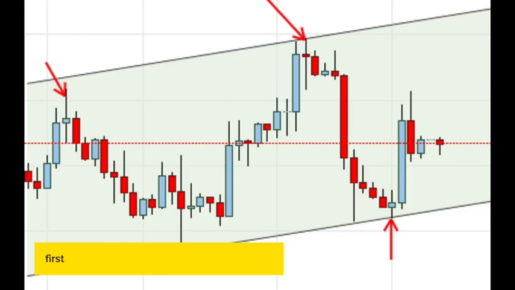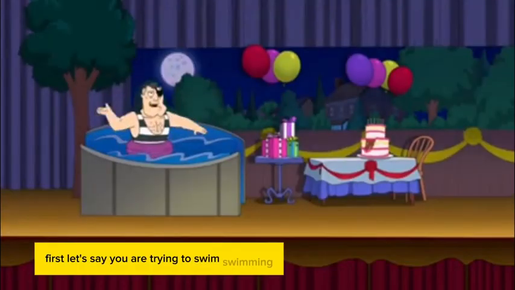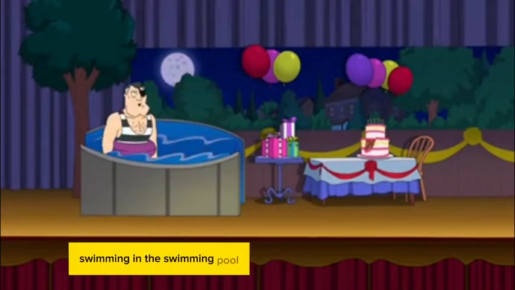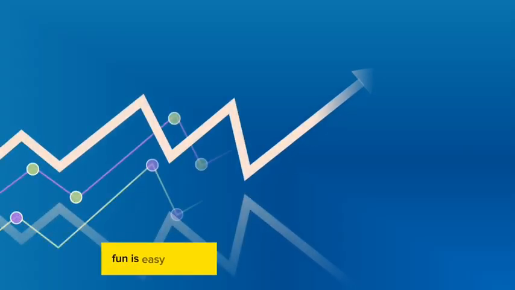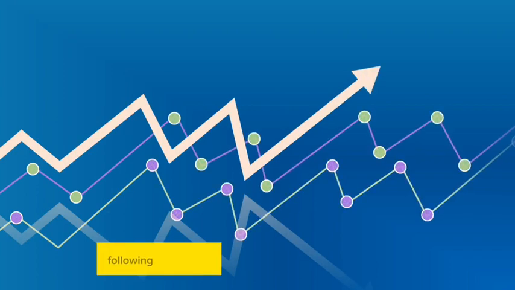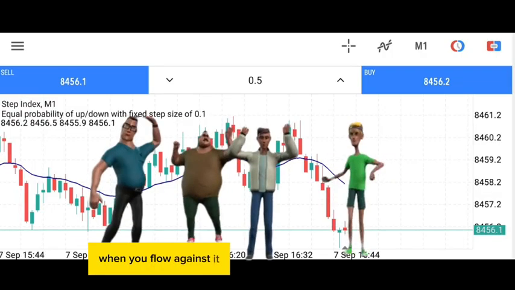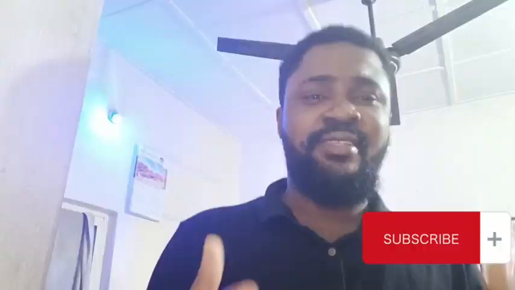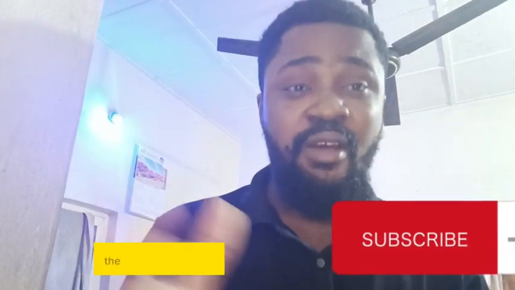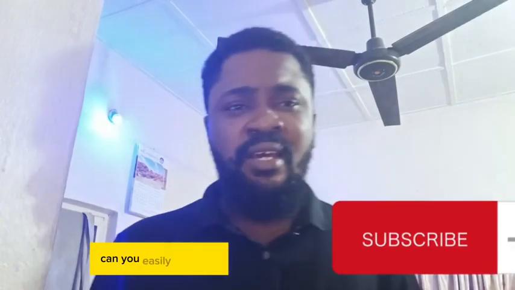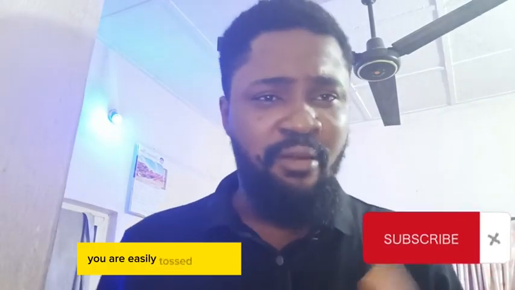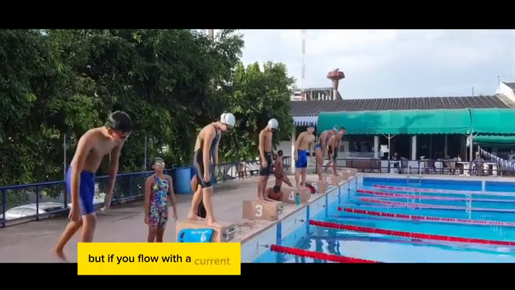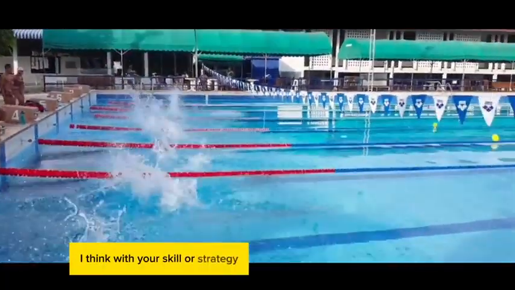For instance, let's say you are swimming in a swimming pool or in a river. It's easy to swim following the current. When you flow against it, you lose energy, and you are easily tossed around. But if you flow with the current, either with your skill or strategy, you flow very well till you're ready to leave the water.